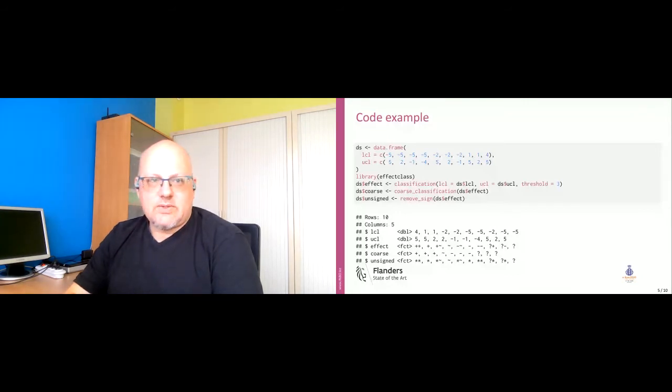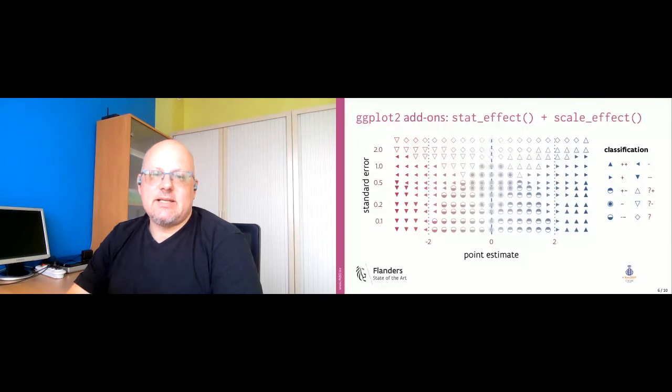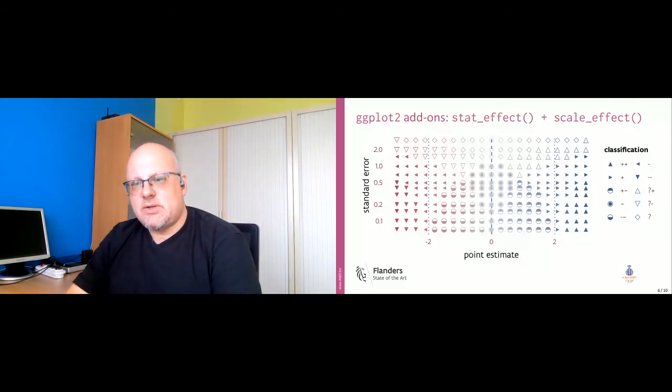We also have a few ggplot2 add-ons in the package. The stat effect function maps the data into the different classes, yielding a geom point with different shapes. And then you can add the scale effects to map those classes into the symbology, as you can see here in this picture. We carefully designed the symbology so that it can represent both the size, the sort of magnitude of the effect, and the uncertainty. You can also see the direction of the effect as well.